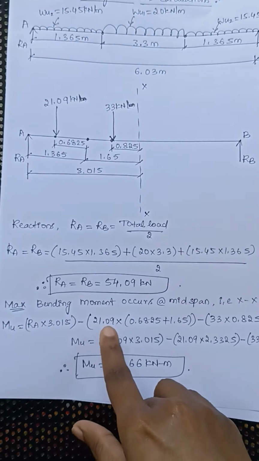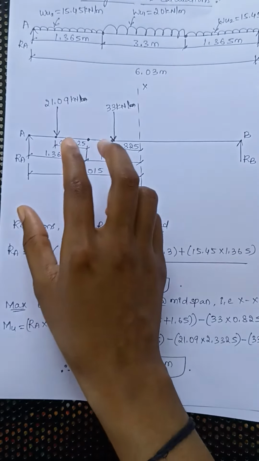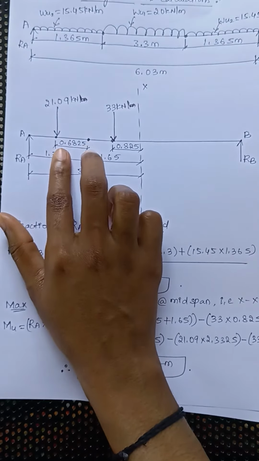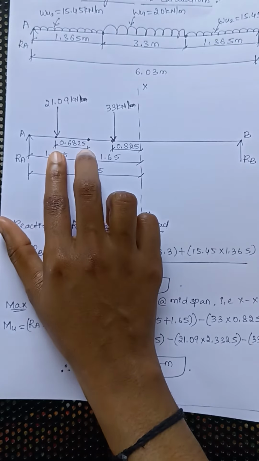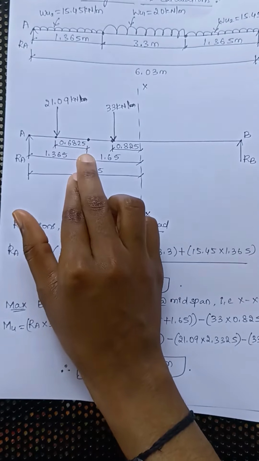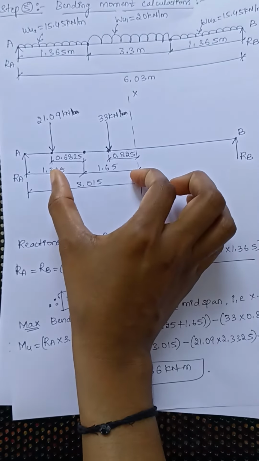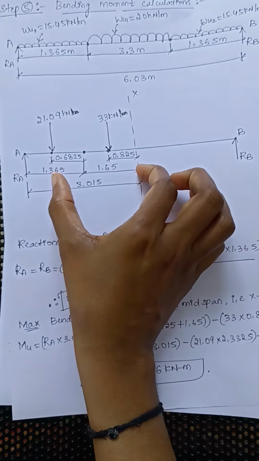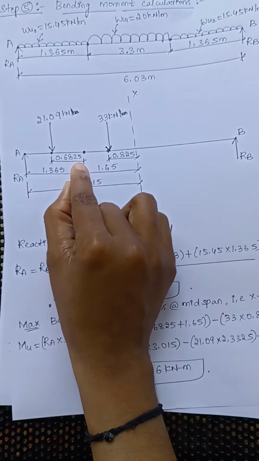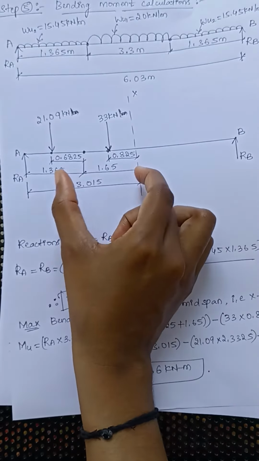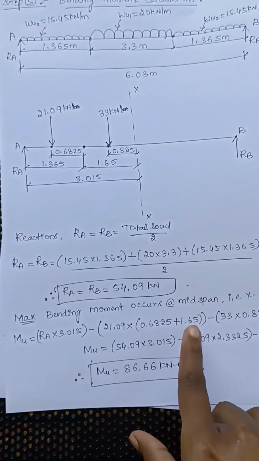As it is moving in anti-clockwise direction, I am taking the negative sign here. Minus 21.09 into the distance of the point load with respect to this point, which is 0.6825. So the total distance travelled by the point load is 0.6825 plus 1.65. This gives you the total distance.